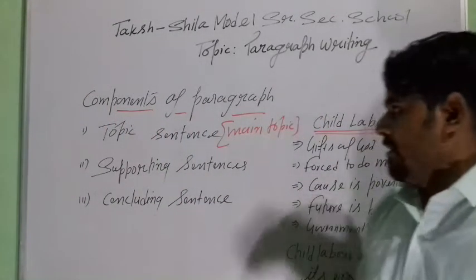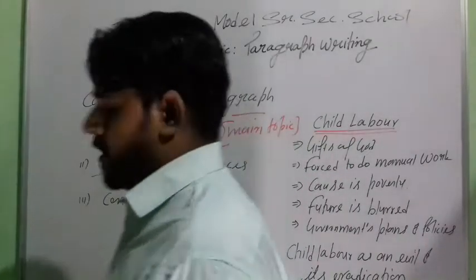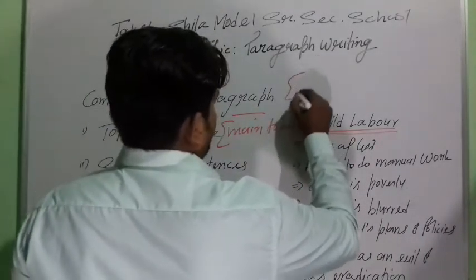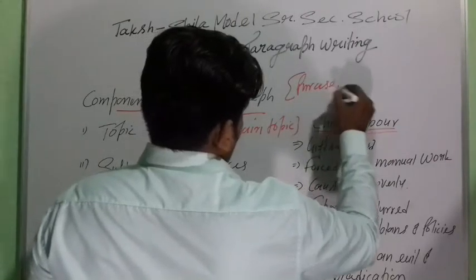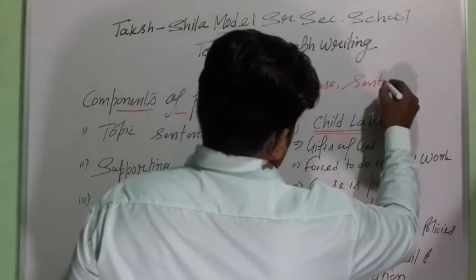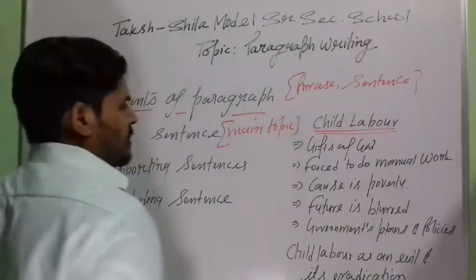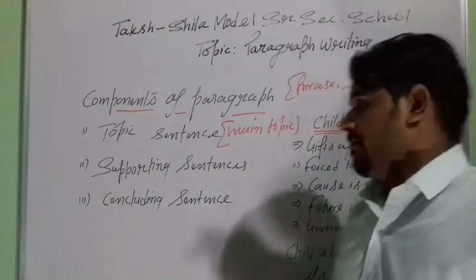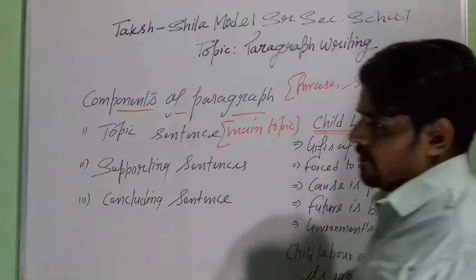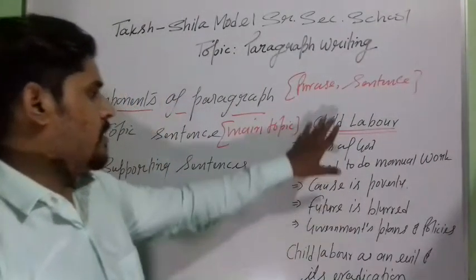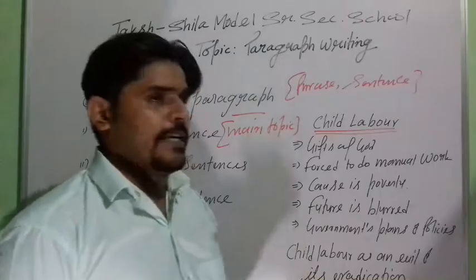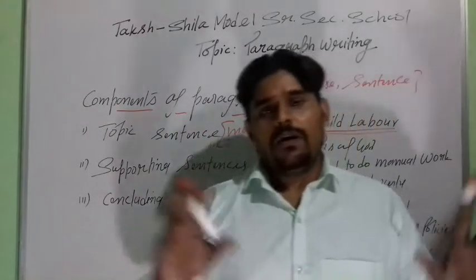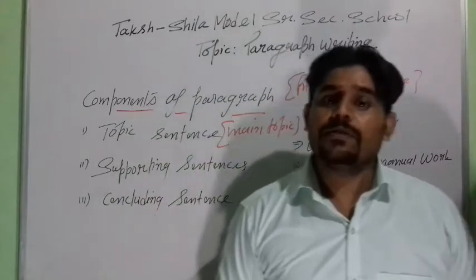Is that clear? Then there come the supporting sentences. Your topic sentence can either be a phrase or it can be a sentence. Here the example I have taken, child labor, is actually a group of words, right? That makes sense but not completely, hence we will call it a phrase. So this is a group of words only. So we can say honesty is the best policy. When we say honesty is the best policy, this can also be the topic of a paragraph writing, and it becomes a sentence.